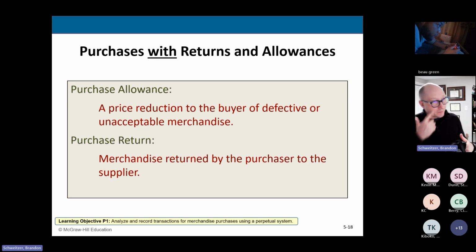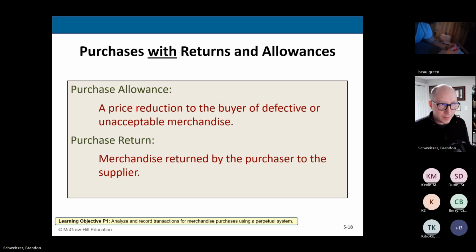Okay, a couple things I want to talk to you about. One's called purchase allowances, and the other one's called purchase returns. A purchase allowance is when there's a price reduction to the buyer for defective or unacceptable merchandise.